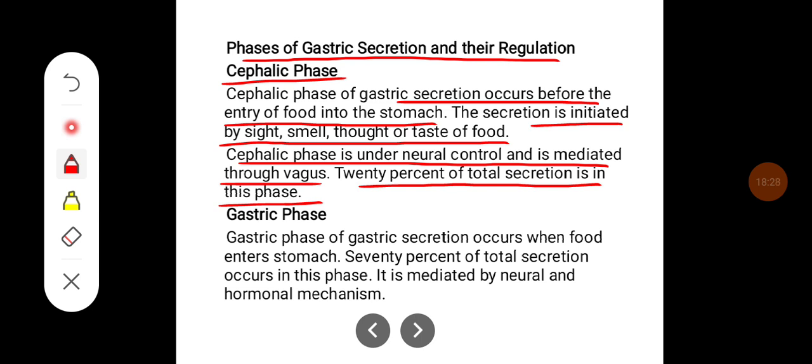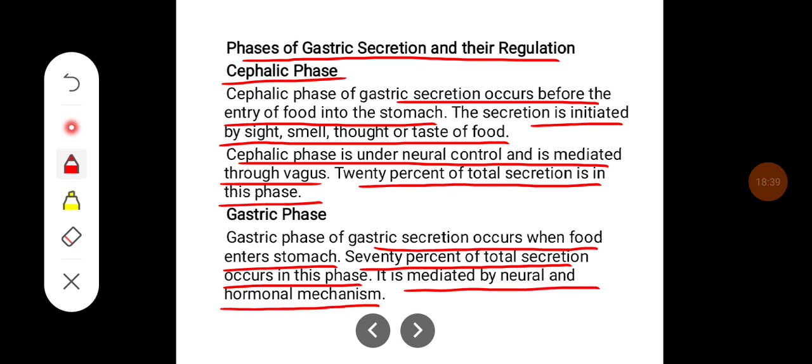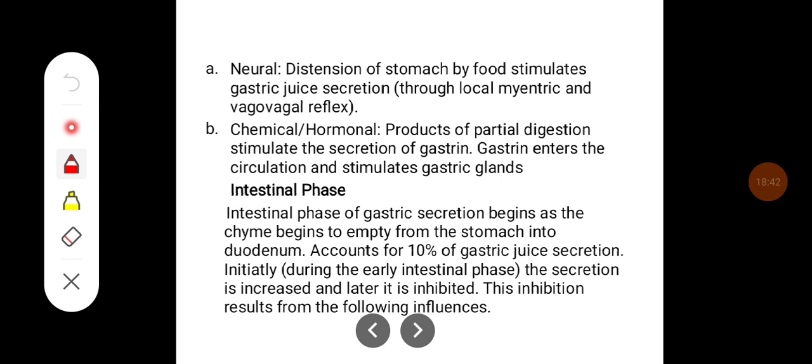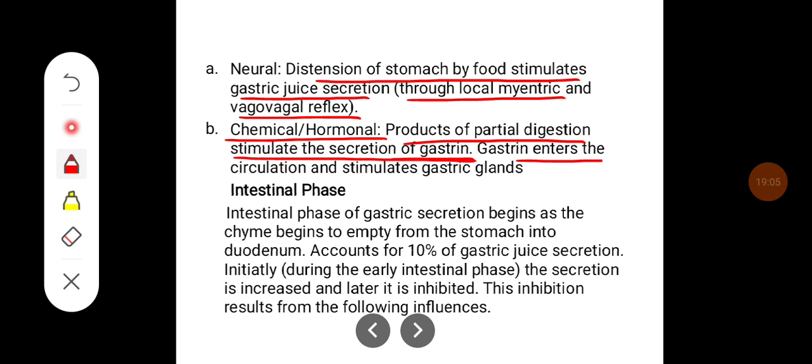The gastric phase of gastric secretion occurs when food enters the stomach. 70% of the total acid secretion occurs in this phase, and it is mediated by neural and hormonal mechanisms. The neural mechanism is mediated by the distension of the stomach by food, which is going to stimulate gastric juice secretion, which can occur through the local myenteric and vagovagal reflexes. Then chemical or hormonal control, where products of partial digestion stimulate the secretion of gastrin. Gastrin enters the circulation and stimulates the gastric glands.